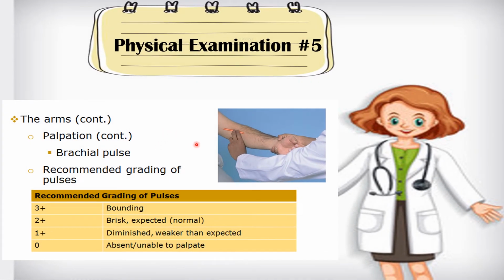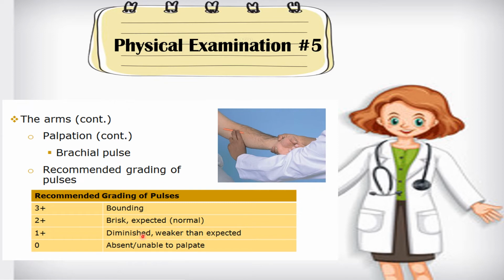Okay, to continue with the physical examination of the arms, you have to palpate for the brachial pulse. So the following are the recommended grading of the pulses. To document the pulse amplitude, you have to document it as a fraction with the denominator indicating which scale is being used. For example, here 2 positive over 3, which indicates a normal pulse in this scale.